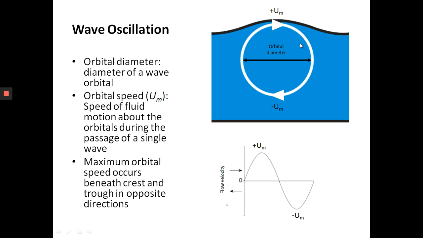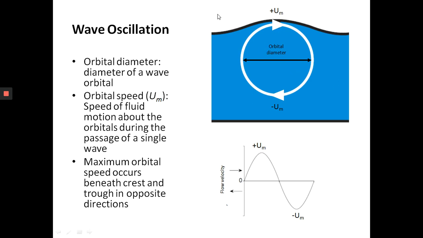So for your wave orbital here, you can describe its diameter, and you can also describe the orbital speed. This is the speed of fluid motion about the orbital, the circular pathway here, during the passage of a single wave. Then you can have maximal orbital speed. This is the maximum speed of the water flow, and this occurs beneath the crest and also the trough in opposite directions. Remember this, there are two maximum velocities in the wave orbital.